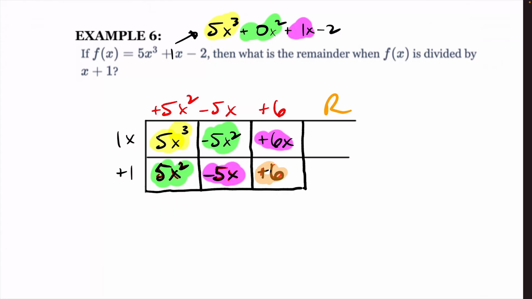Shade, shade. So positive 6 plus what number makes negative 2? Negative 8, yep. That's our remainder.